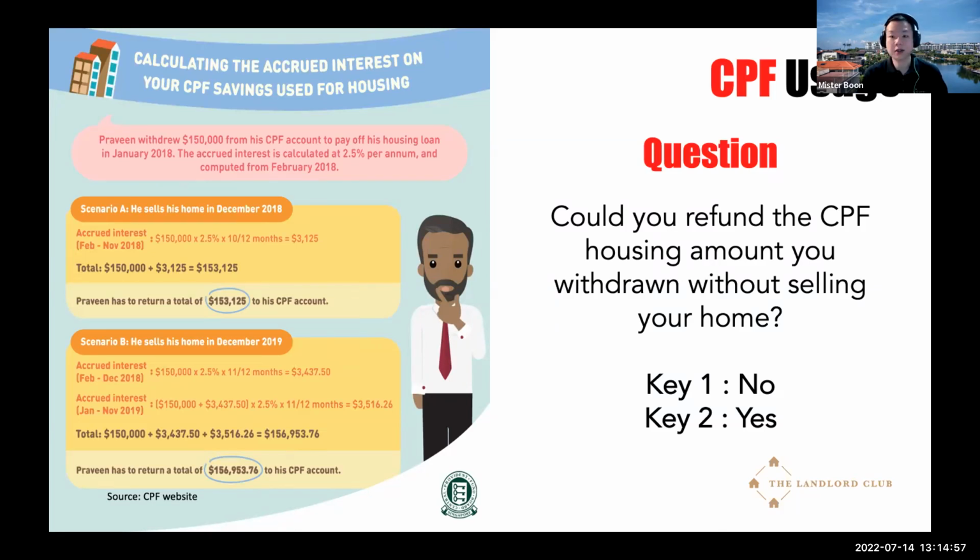Okay, then the next question will be this one. Could you refund the CPF housing amount you withdrew without selling your house? If yes, key 2. If no, key 1.